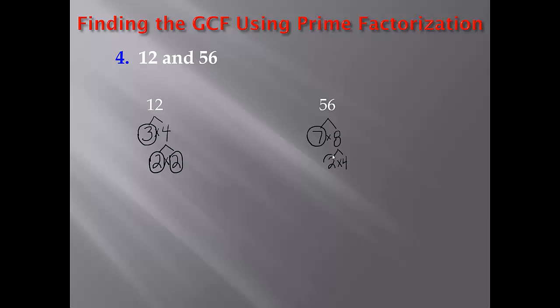2 is prime, so I'm finished with the 2, but 4 is not prime. So again, I need to go ahead and break down that 4 a little bit more. 4 would be 2 times 2. 2 is prime, so I'm going to go ahead and circle it, and now I have everything circled that I need. 2 times 2 times 2 times 7.